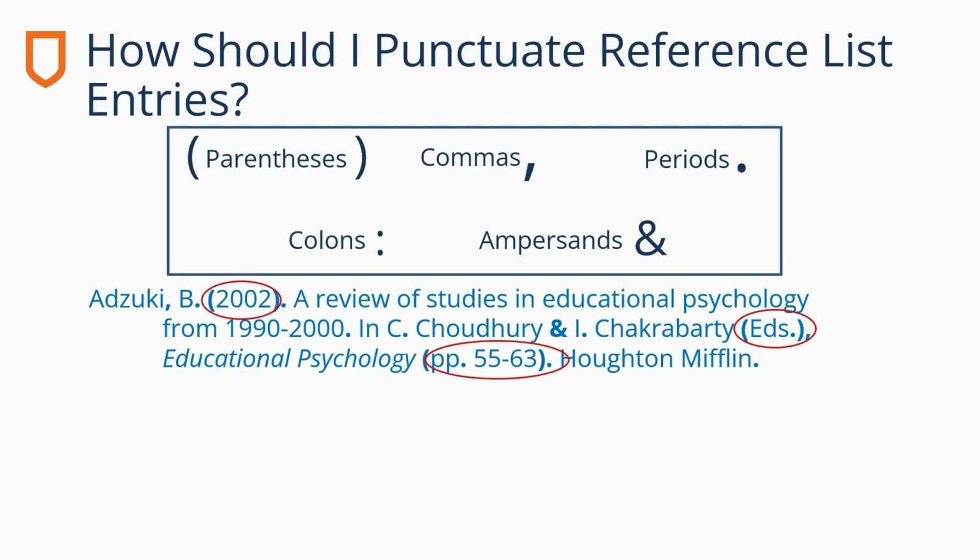This time parentheses are not only used around the year, but also around notes that identify the editors and the page range for a chapter in a book. We've got our typical commas as between the author's last name and initials. We use a period to punctuate the initials. And we've also got our periods between the items of who, when, what, and where, as well as to show other abbreviations like eds., period, for editors.